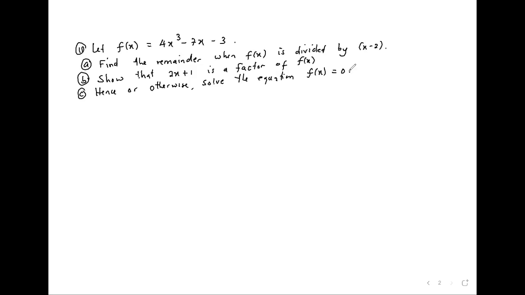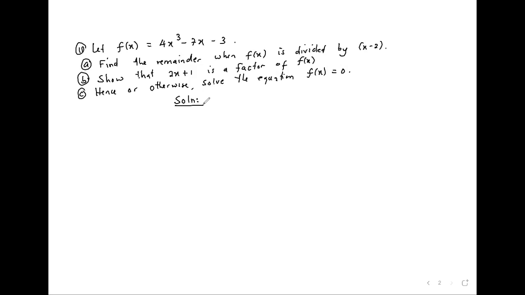Okay, we go straight to the solution. So we are here for the solution. We have f of x is equal to 4x cubed minus 7x minus 3. Find the remainder when f of x is divided by x minus 2. We need the remainder.